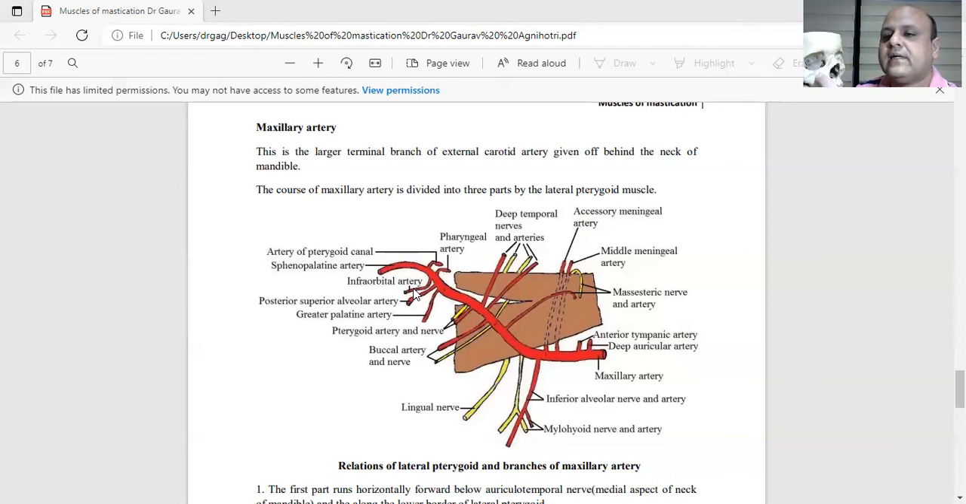Now the infraorbital artery gives the anterior superior alveolar branches, and they pass through the maxilla, and they will supply the incisors and the canine teeth.